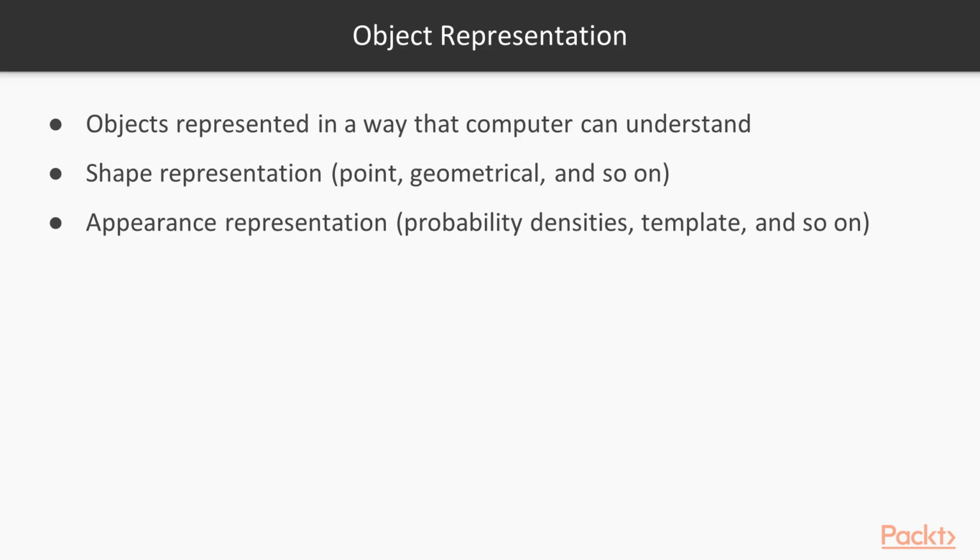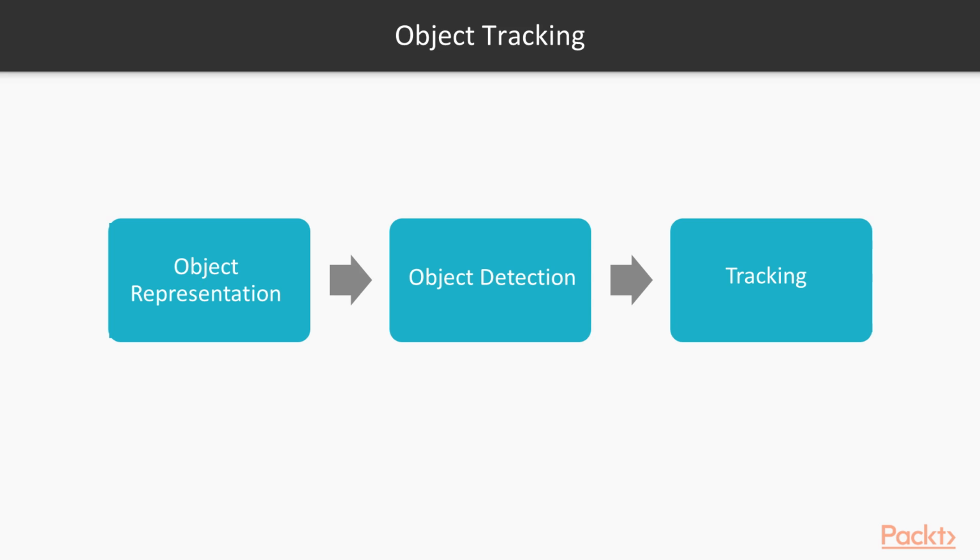Similar to shape, there are different ways to represent an object based on its appearance as well. Silhouette or contour-based representations can be used to form templates, and these templates will be appearance-based. Or even the probability density function can be used to get the appearance-based representation. After object representation is object detection, and we've already seen what object detection is in detail in the previous few sections, so we're going to skip that and move directly to object tracking.